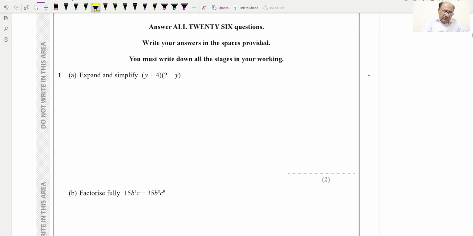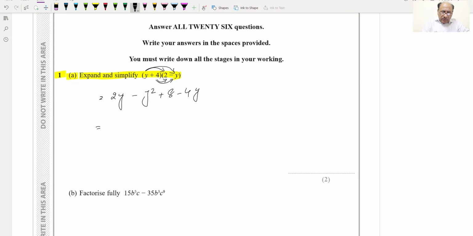Question number 1, part A, says expand and simplify. x multiplied by 2 will result in 2x, and y multiplied by 2 will be 2y, and y multiplied by minus y will be minus y squared. Then 4 multiplied by 2 will be plus 8, and 4 multiplied by minus y will be minus 4y.